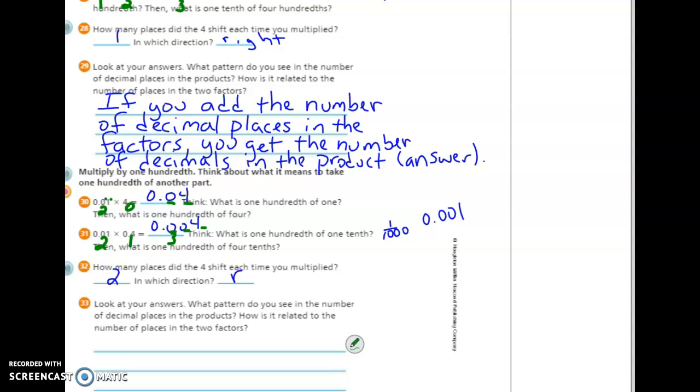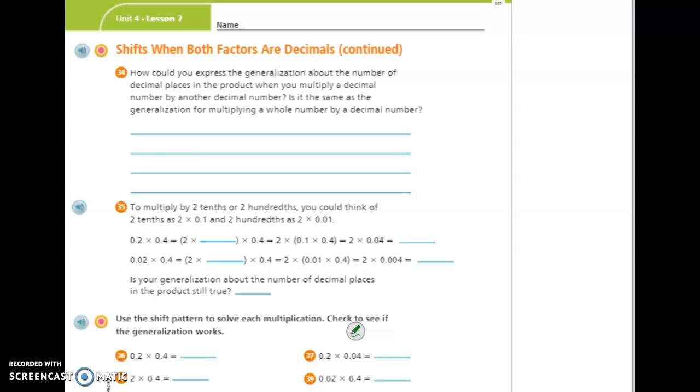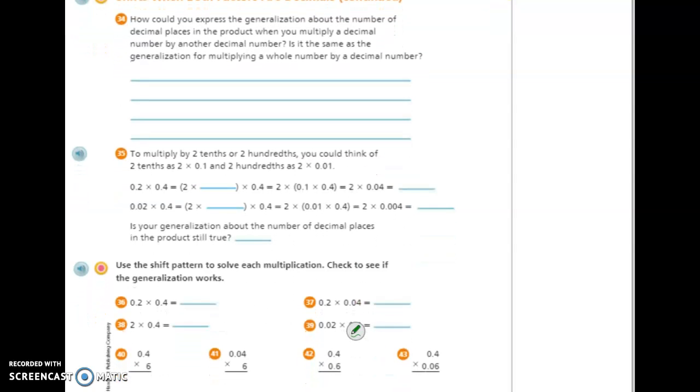So, guys, the magic in multiplying 2 decimal numbers is all you have to do is add up the number of decimal places in the factors, and that tells you how many decimal places are in the answer. Turn your page, and we're not going to bother asking you to write the same thing in 3 different places. We're not going to write that same thing in 3 different places.